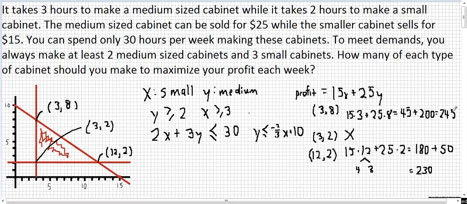Since 245 is bigger than 230, we want to make 3 small cabinets and 8 medium-sized cabinets, since that maximizes our profit.